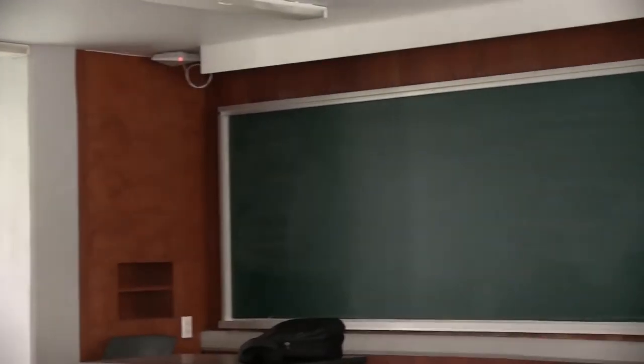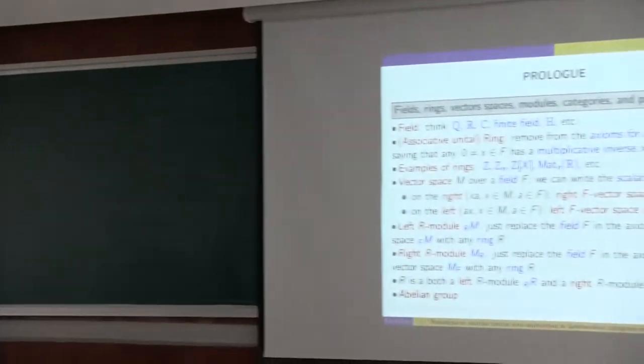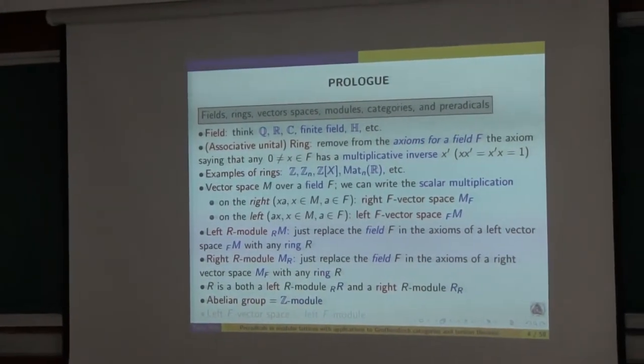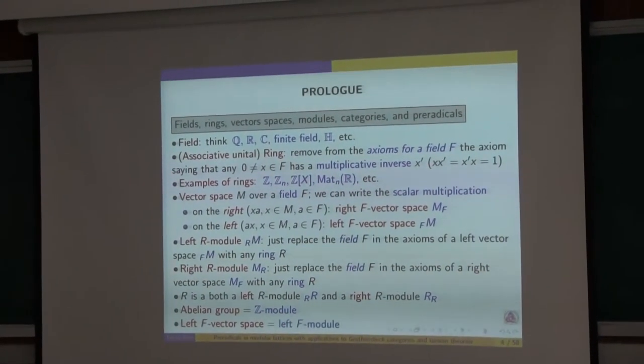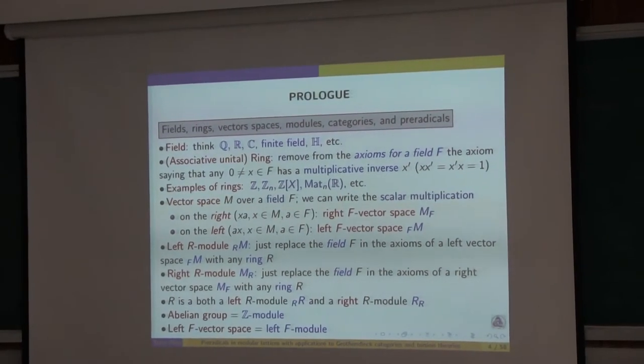Similarly, to get the right model, you will just replace the field in this definition with any ring. You get the right model. The ring R is both a left model and a right model, and we write it that way. What is an abelian group? An abelian group is just a Z-model. A left vector space is just a left F-model.